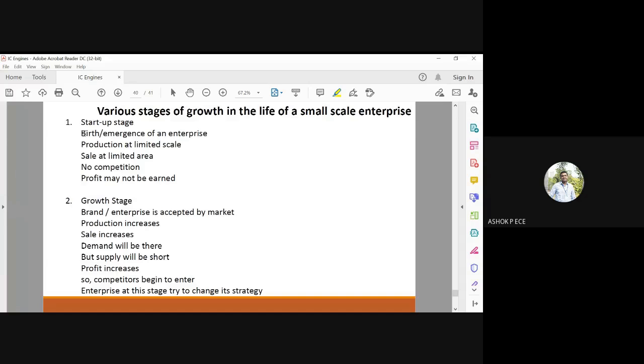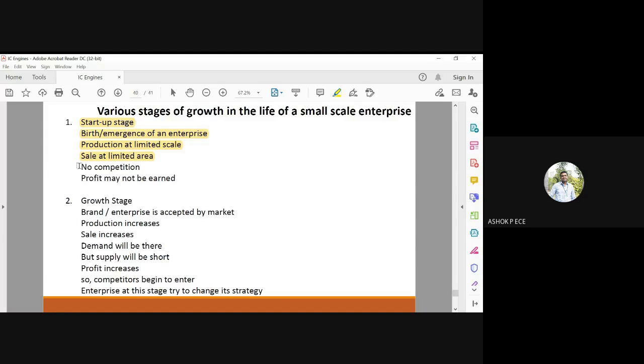At the startup stage, you see the birth or emergence of an enterprise. The entrepreneur has an idea and has planned to establish an enterprise. Production happens at a limited scale, so he doesn't want to risk. Everything happens on a small scale. He doesn't want to make something big, so he does everything very small without taking much risk. Sale is at a limited area. He's not selling his products everywhere because he has just started the company, and he is selling only in a limited area where there is no competition.